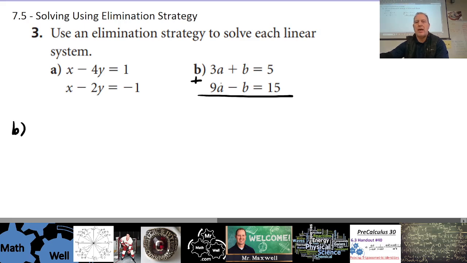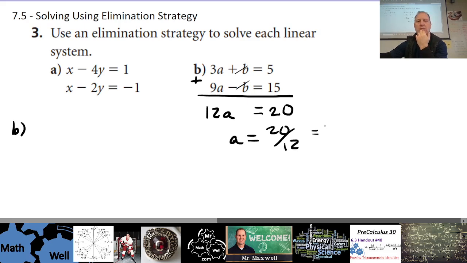So 3a and 9a is 12a. Negative b and positive b, when you add those up, gets you 0, so that's great. Equals 5 plus 15 is 20. Okay, everybody see that so far? So a is 20 over 12, and we should simplify that. Can we simplify that? Divide both by 4. 5 over 3.